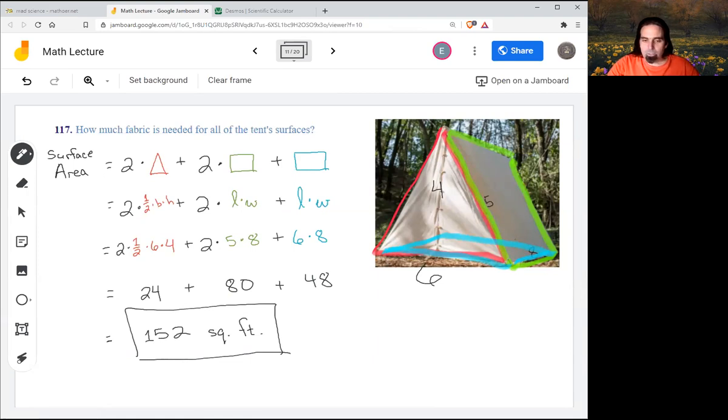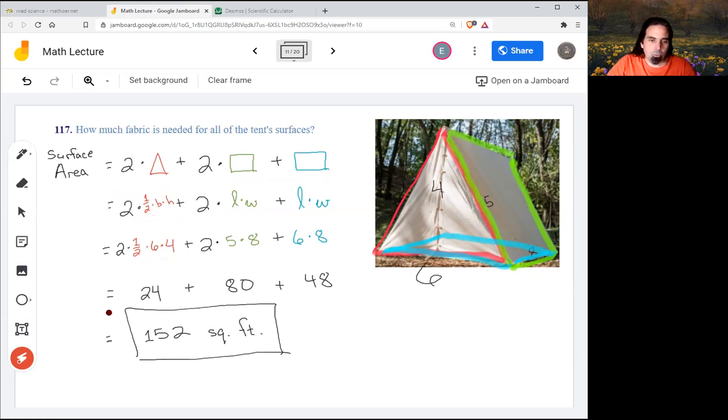And that's really all there is to surface area. Which surfaces are there? Make a plan. List them all out. Every time there's a shape, put in the formula. And every time you have a formula, plug in the numbers.